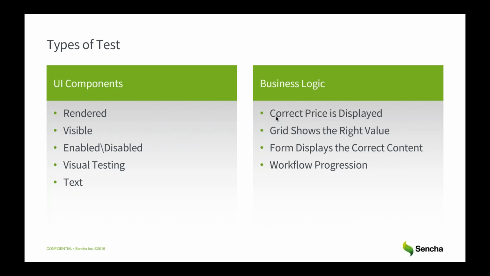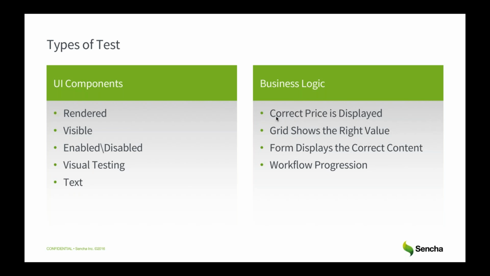Some of the things that you can think about in terms of how you can separate UI versus logic: in Sencha we have devised methods to check if the UI is rendered, if the component is visible, if the grid is available, if a button is enabled or disabled, having visual testing, checking if a text is displayed correctly. All of these things can be done just by using the API methods. And to check if the price is correct, or to check if the grid shows the right value, you can also use built-in expect mechanisms within the test framework.